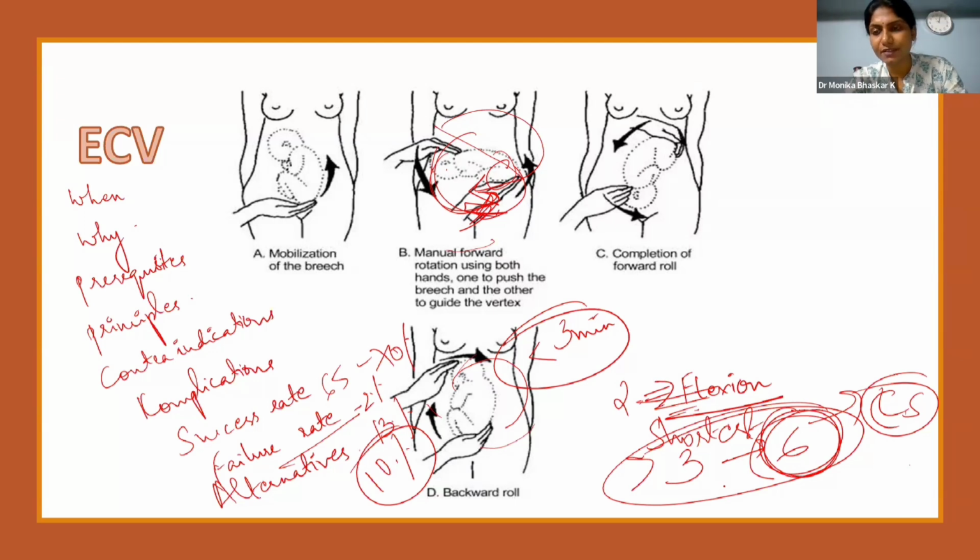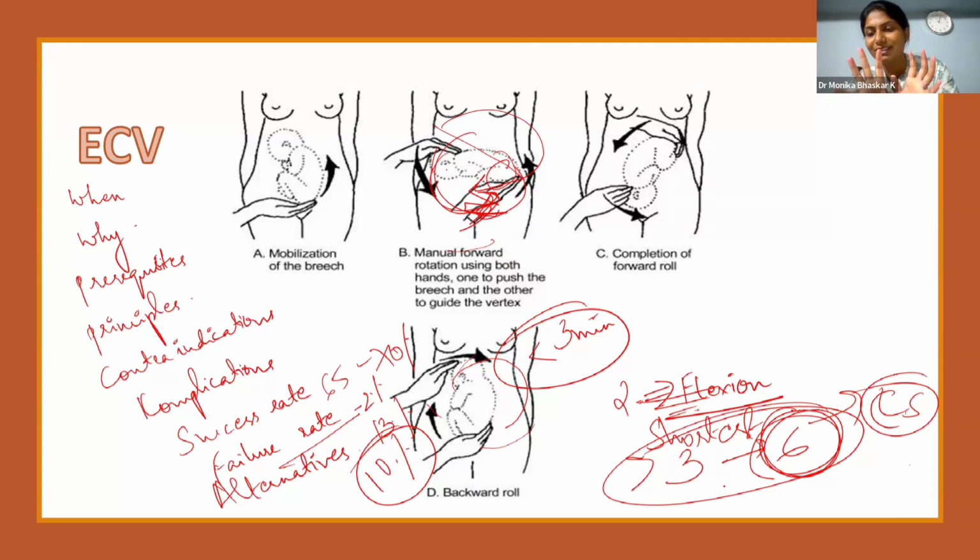And the alternative to ECV is something called moxibustion. You've heard of moxibustion. It is some Chinese method, it seems. They have some herb called Artemisia vulgaris. So they will light that herb and keep that heat to the little toe of the mother. So it will cause some uterine activity and it will turn the baby into cephalic.